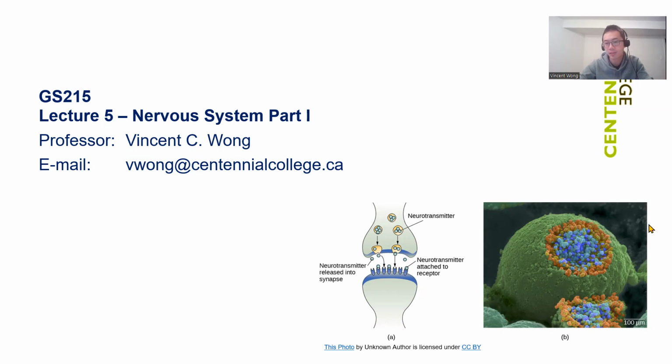This picture is the end of a neuron, and you can see these blue things coming out of the neuron. You will have a better understanding of this towards the end of the lecture. But in case you're wondering, this is what the ends of a neuron look like.